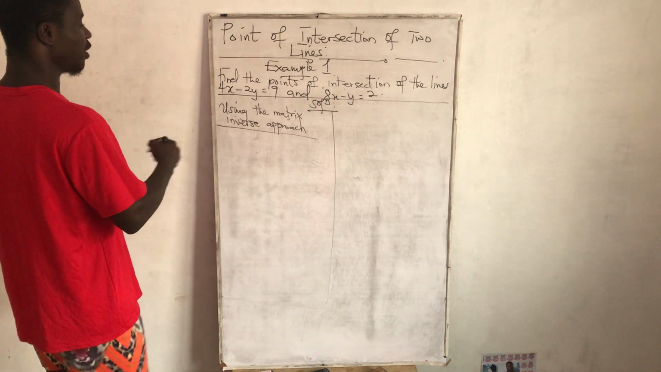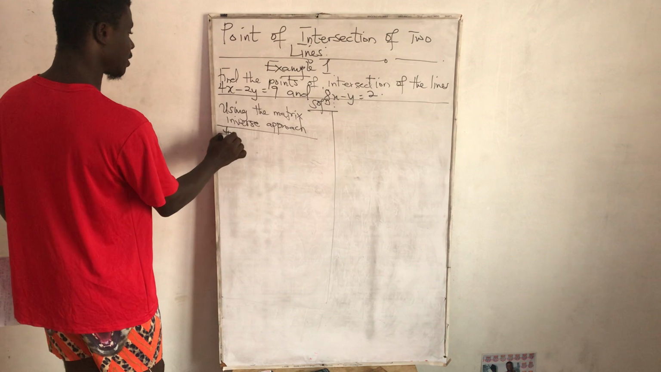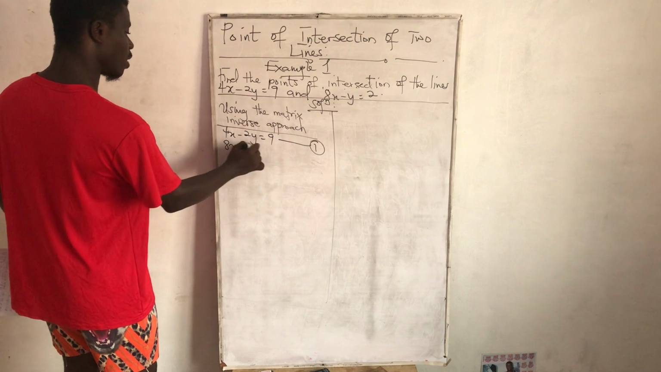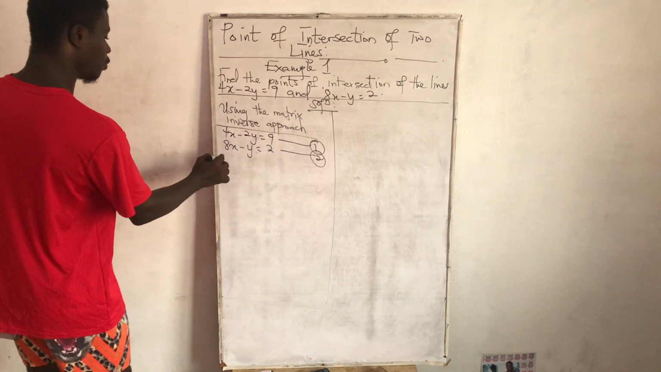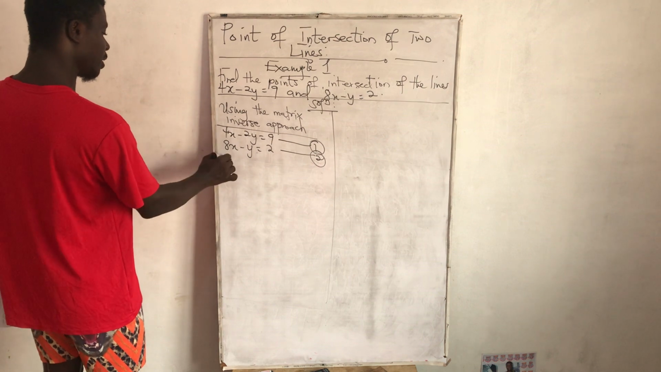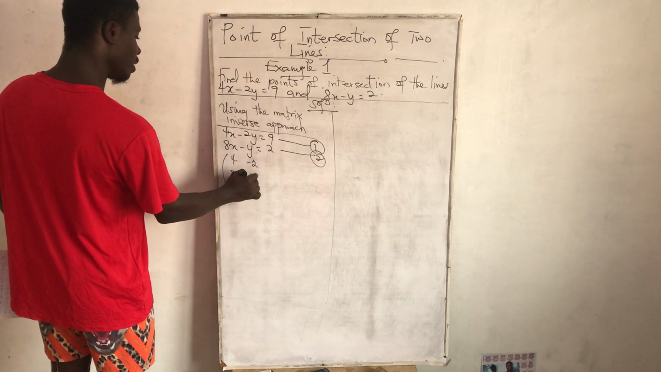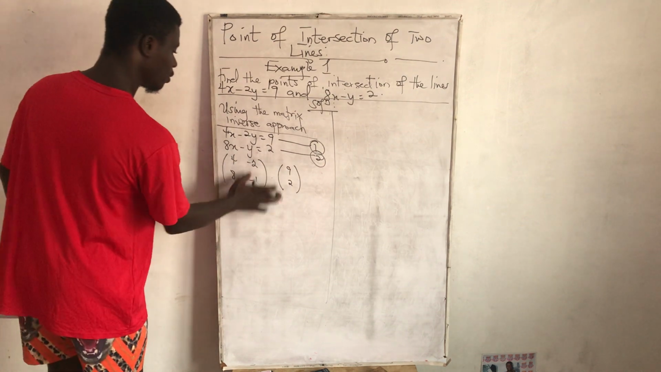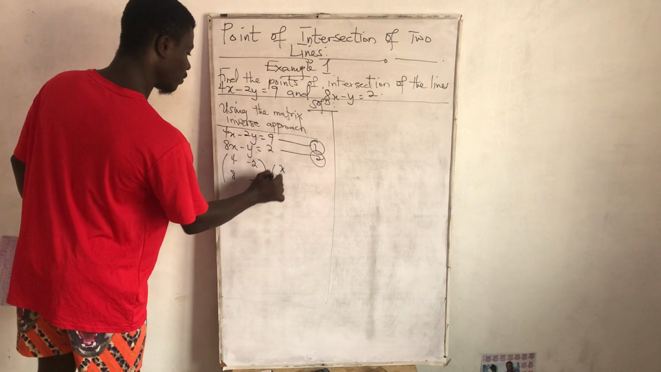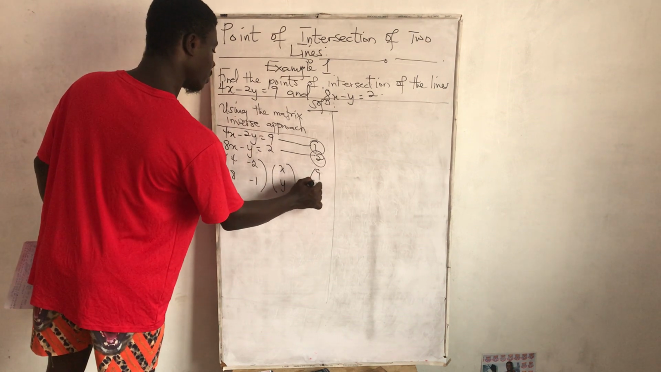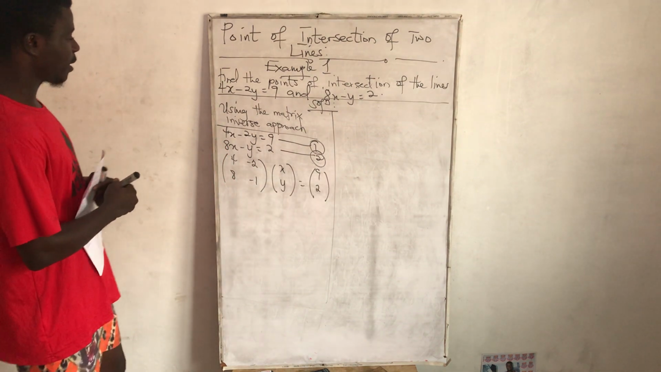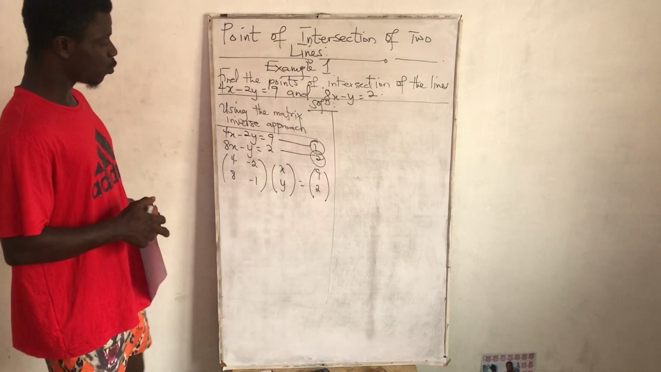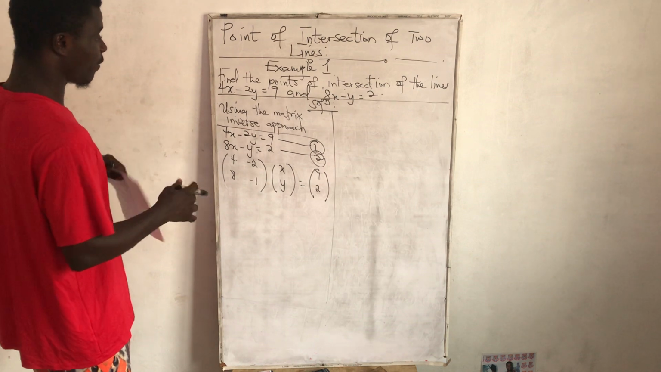First of all, let's deduce our matrix. So we have 4x minus 2y equals 9, which is equation 1. Then 8x minus y equals 2, which is equation 2. So we are deducing the matrix. Then we can say that I have 4, 8, negative 2, negative 1, multiplying xy, which must be equal to 9, 2.